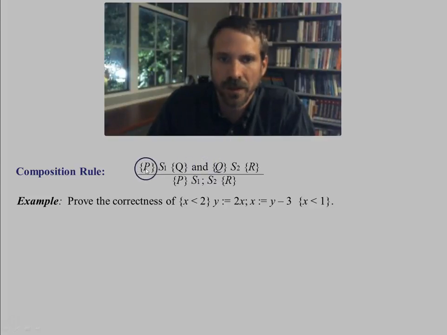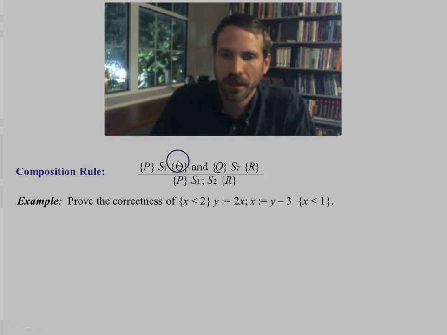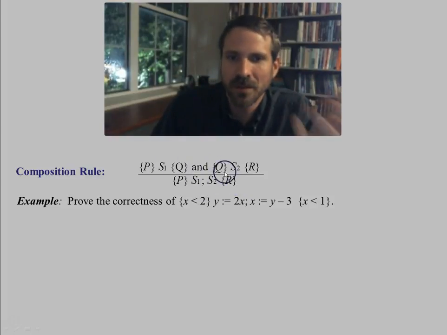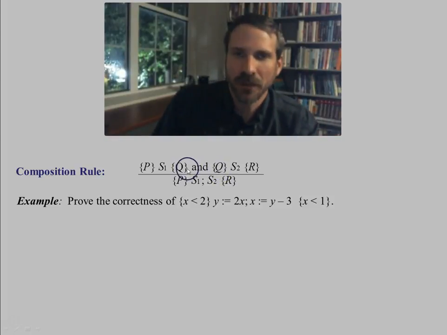Composition rule says that if I start with P and I run a program and I get Q, and then I start with Q and run a second program and I get R, then I can start with P, run both programs in succession, and get R. And this is a great example too, right? This seems obvious, right? But it's not in our system. We have to add it to our system.